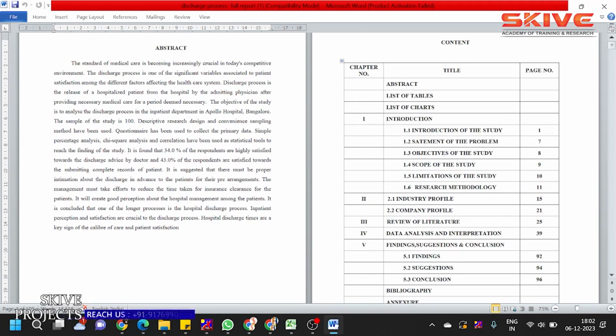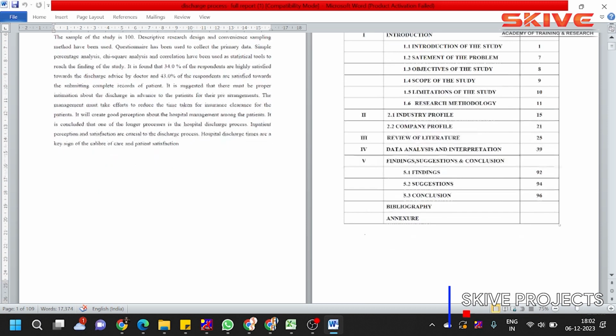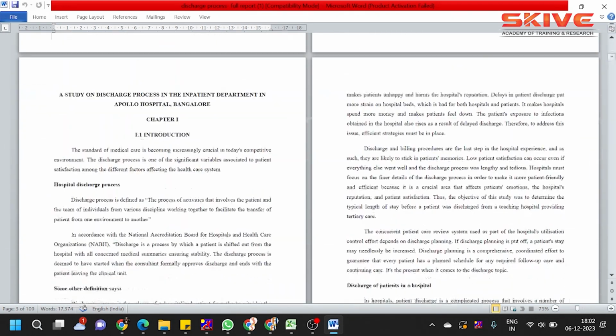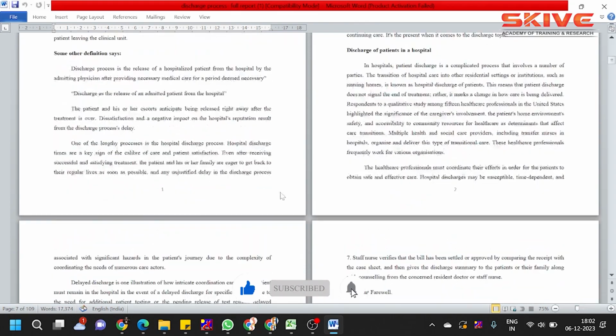So this is the content of this project report. It starts from the abstract and introduction, industry profile, company profile, review of literature, and data analysis and interpretation, then finally findings. Coming to that, these are the list of tables and list of charts. So this is chapter one, which starts with the introduction.